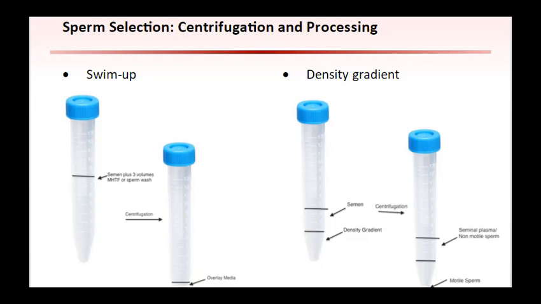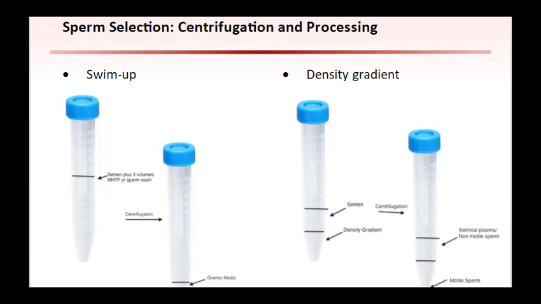With swim-up, the semen is allowed to liquefy for 30 to 60 minutes. After count and motility, it is diluted with 3 volumes of sperm wash media and mixed. The tubes are then centrifuged for 10 minutes at 250 Gs. The supernatant is removed with a sterile pipette, and the pellet is suspended in 1 milliliter of media. The count and motility are repeated, and the tube placed at 37 degrees Celsius for 60 minutes.